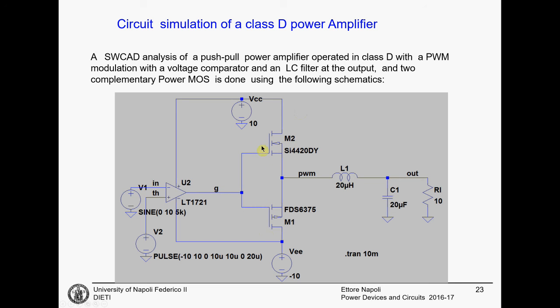We have one N MOSFET and one P MOSFET power devices. They take care of transferring this input signal to the output, the pulse width modulated signal, and then we have the filter.